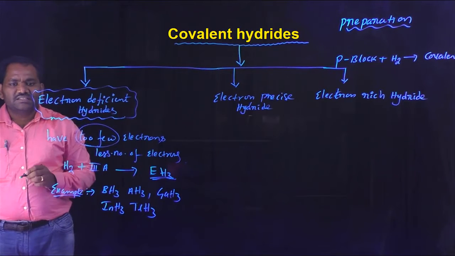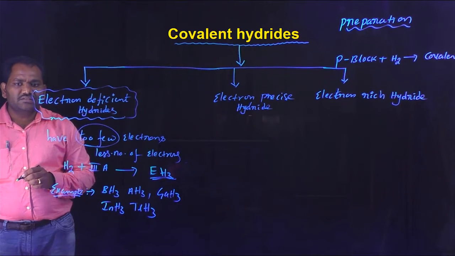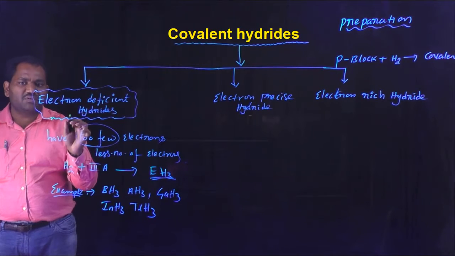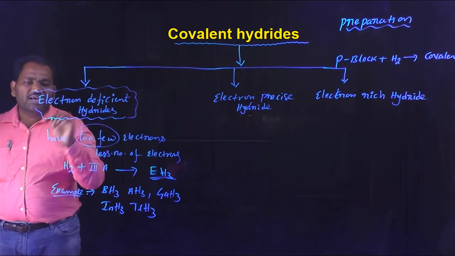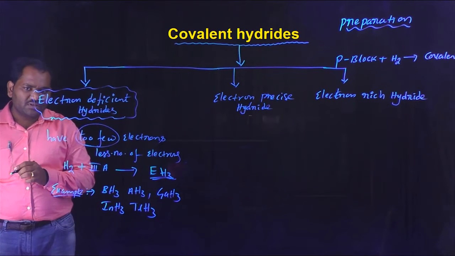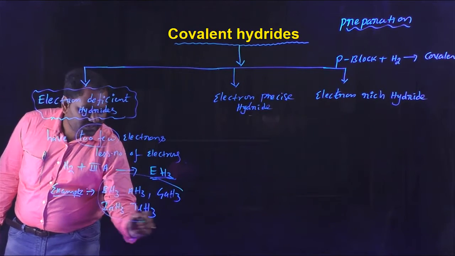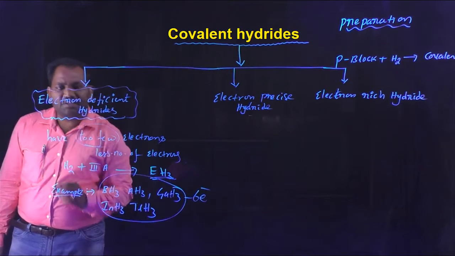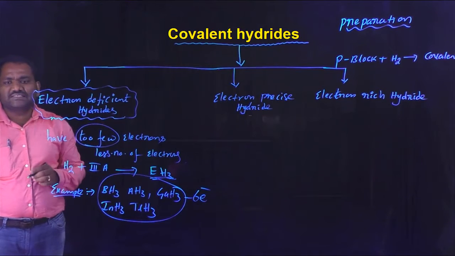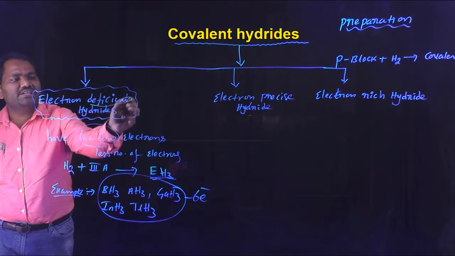Here these hydrides are volatile and covalent. These hydrides have very few electrons to write their Lewis canonical structures. All these have only 6 electrons. Actually they need 8 electrons to complete their octet, but here only 6 electrons are present. That's why these are called electron deficient hydrides.